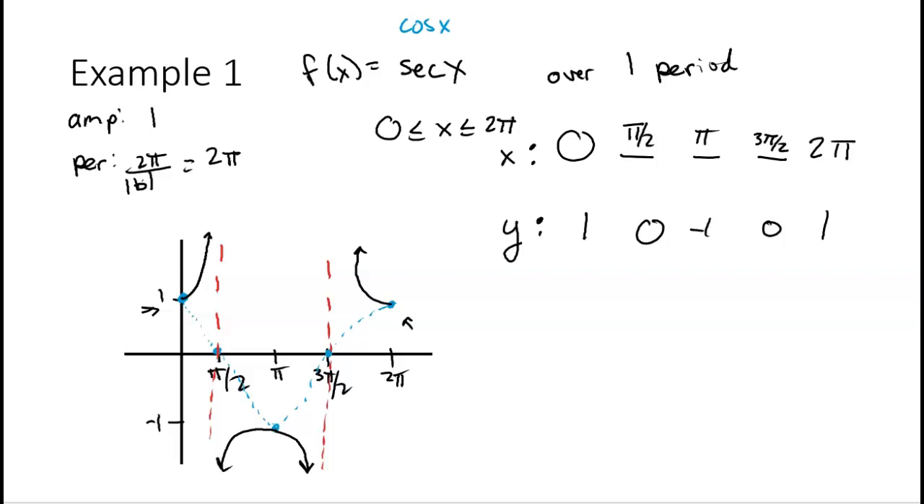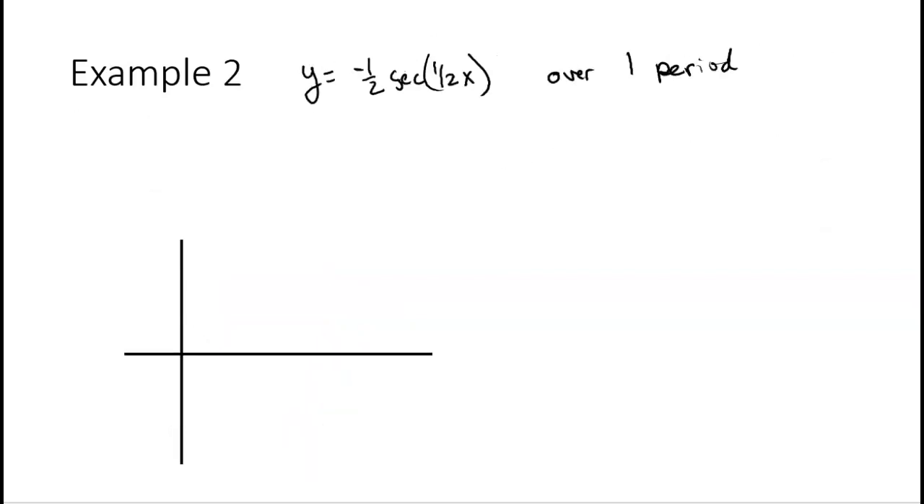Okay, so let's see what our graph looks like now that we add in a B value and an A value. So let's try this one first. Example 2. Again, we'll graph it over one period. So my amplitude is going to be a half. So this time our graph is just going to be a little bit closer together. My period is going to be found as 2 pi divided by a half. So that's the same thing as saying 2 pi times 2 over 1. So this one's going to be stretched out a bit.